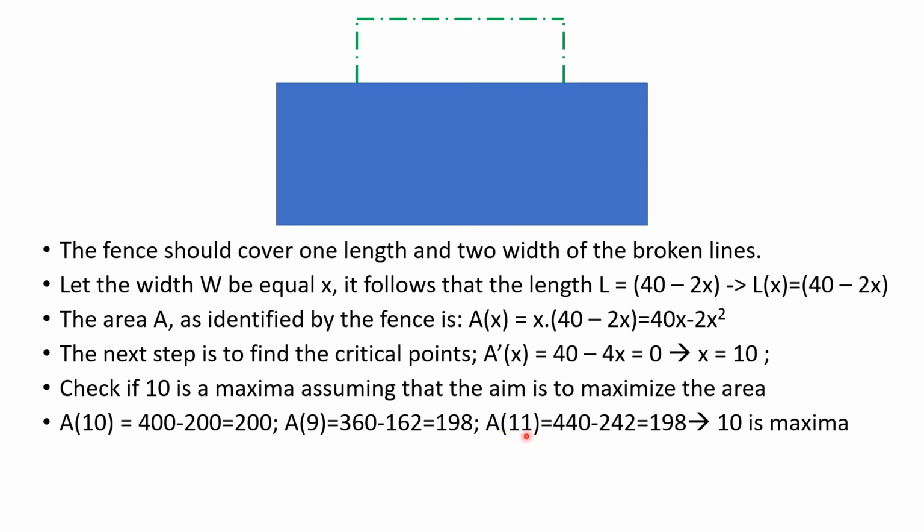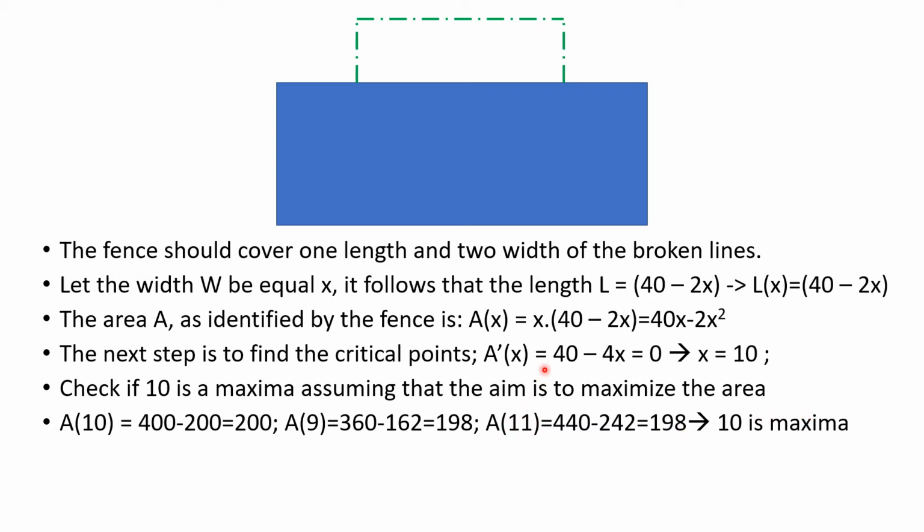A of 11 is going to give us what? 40 times 11, that's 440, minus 2 times 121, that's 242. That equals 198. But A sub 10 is greater than A sub 9 and greater than A sub 11. So it must be a maxima.